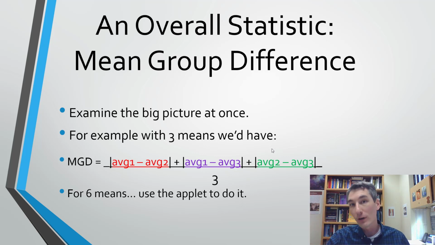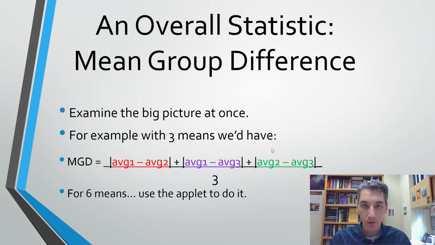An overall statistic that combines all the information into one thing, something we call the mean group difference. Now, we've seen the mean group difference before with categorical data where we were comparing proportions. Now we're going to do quantitative data, so we're comparing sample means.